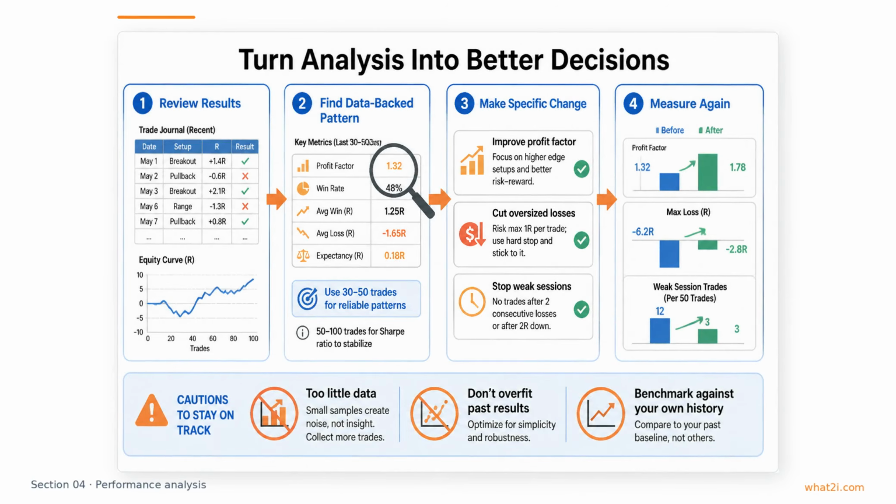Performance analysis only matters if it leads to specific, measurable improvements. The goal is to use data to set clear targets, such as improving profit factor, reducing oversized losses, or avoiding low-performing sessions. Those changes should be based on enough trades to be meaningful, not on a few recent outcomes.